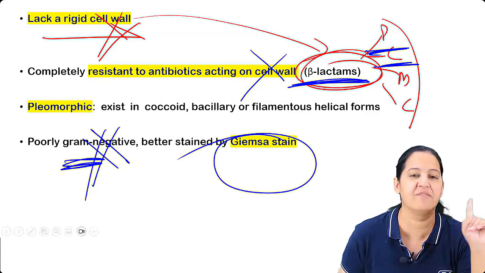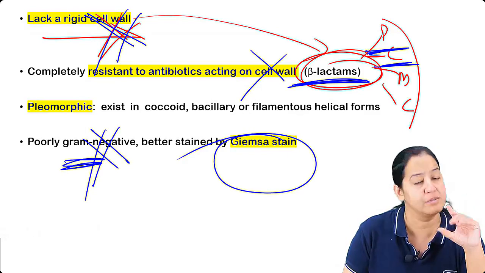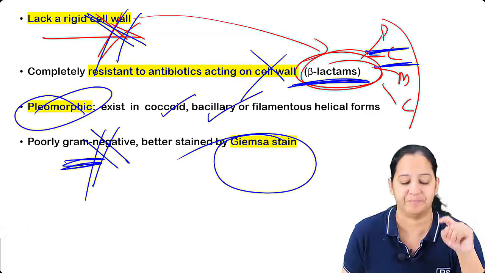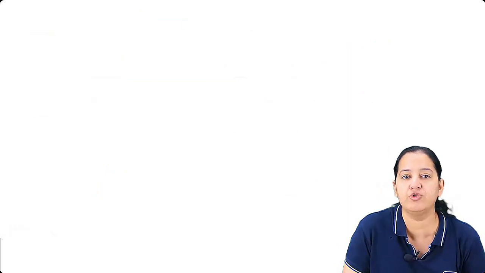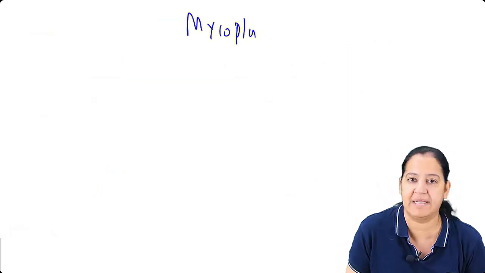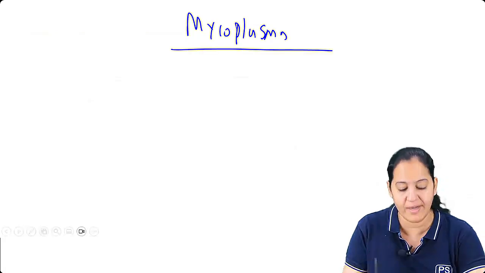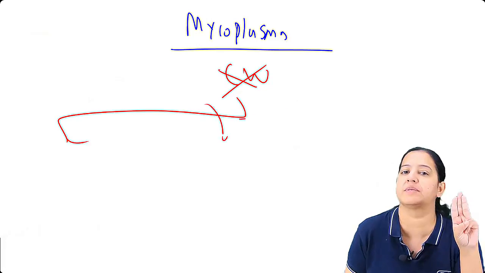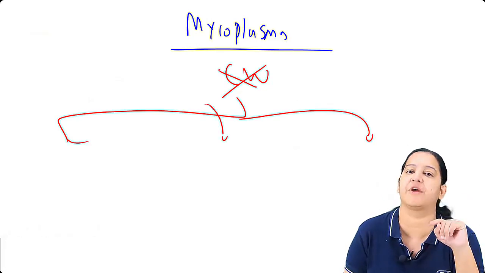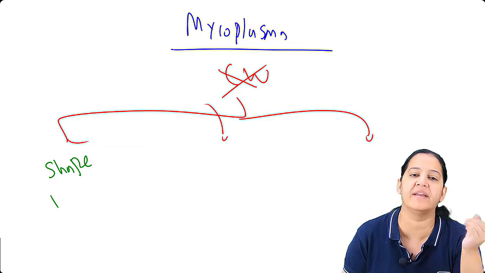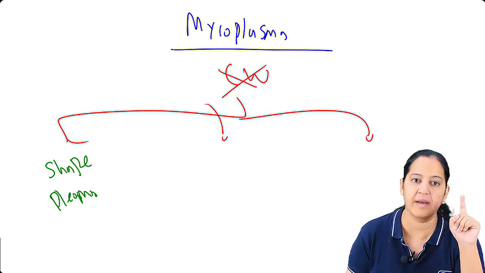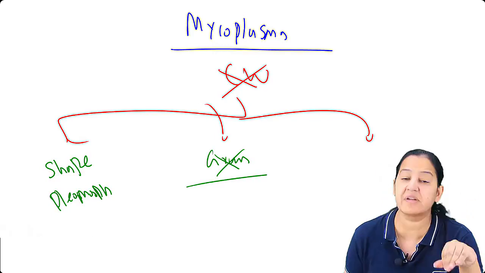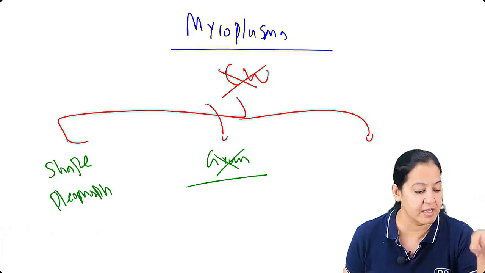Since it doesn't have a cell wall, it can change its shape to cocci also, bacilli also. They are pleomorphic. So I'm teaching you a new chapter, mycoplasma. The point is that it doesn't have the cell wall, and there are three consequences. Number one, it can change its shape very frequently, so it is known as pleomorphic. Number two, we cannot use Gram stain, because the basis of the Gram stain is the cell wall. We use Giemsa stain.